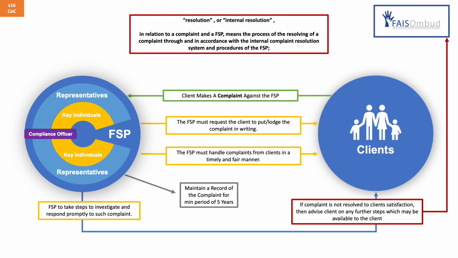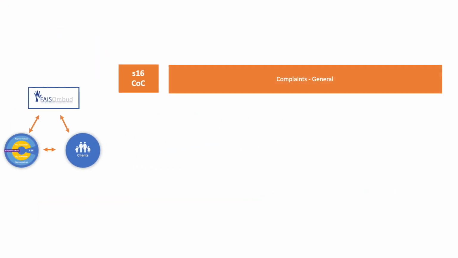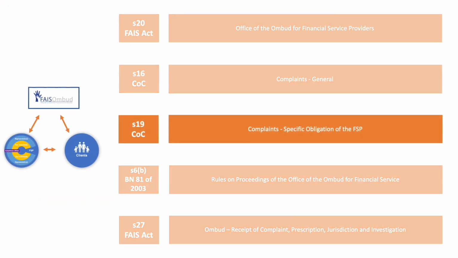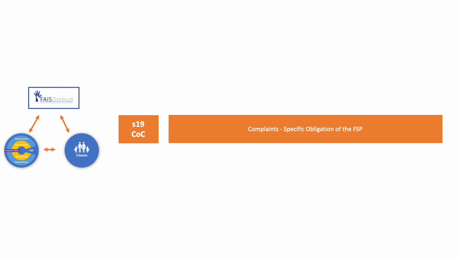Section 16 of the Code of Conduct defines a resolution or internal resolution of a complaint to mean that the complaint is resolved by way of the internal complaint resolution system, processes, and procedures of the FSP. Next is Section 19 of the Code of Conduct, which deals with the specific obligations and responsibilities of the FSP in terms of handling complaints.